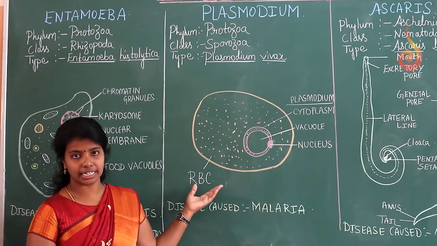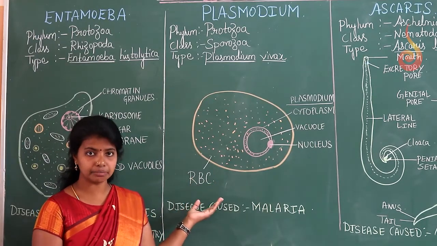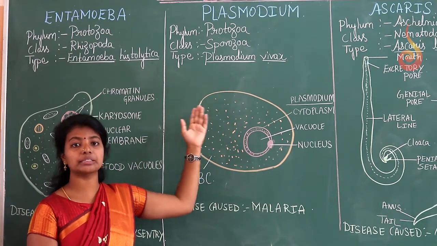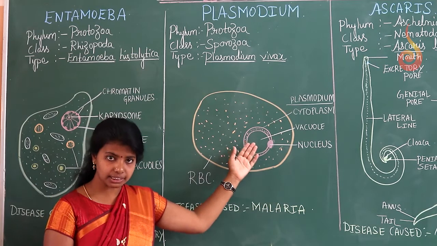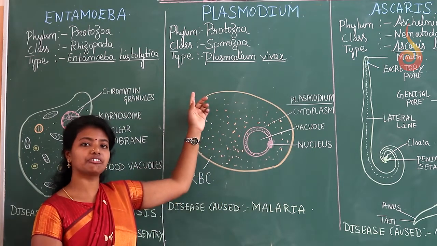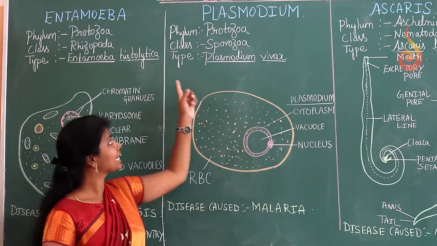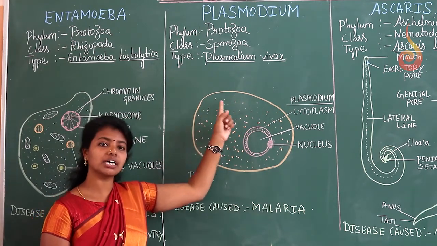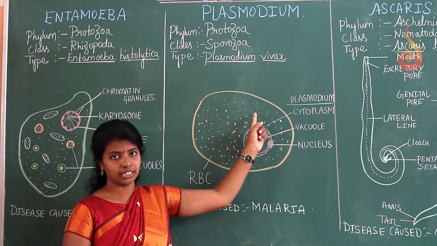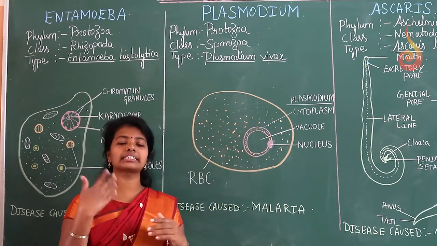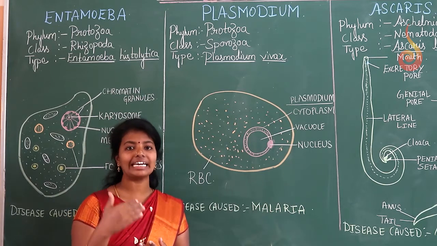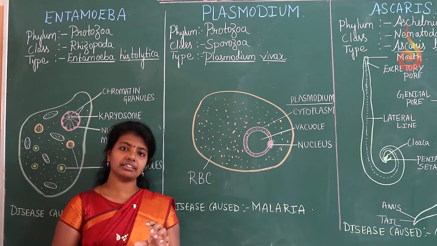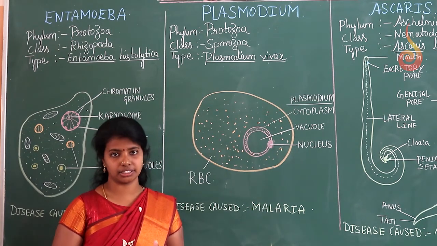Okay, next we will study the second organism, that is Plasmodium. You all know that Plasmodium causes malarial disease in humans. Plasmodium belongs to the phylum Protozoa, class Sporozoa, and the scientific name is Plasmodium vivax. As I told before, it causes malarial disease in humans. It is a digenic intracellular parasite.